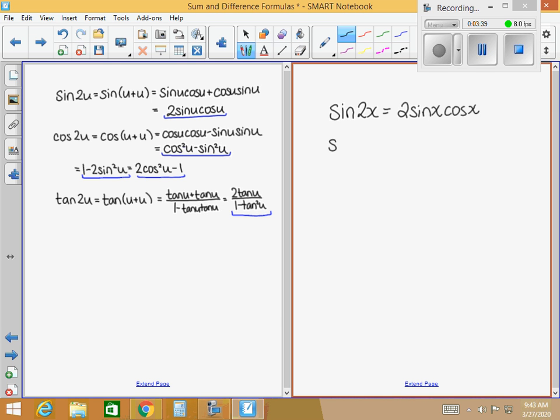So if I want to write the sine of 6x, we need to understand, and if you need to write this step in here, please do that, 6x is double 3x. So I will have 2 times sine 3x times cosine 3x. If I want to write sine 10x, I can write that as 2 times sine 5x times cosine 5x.